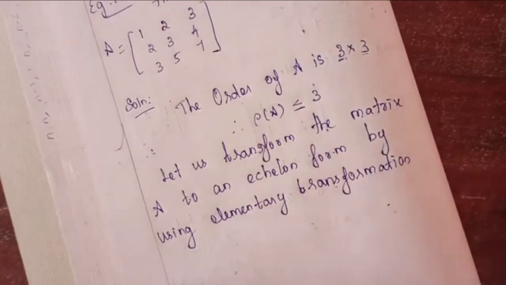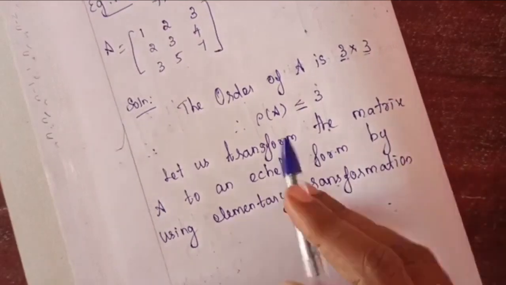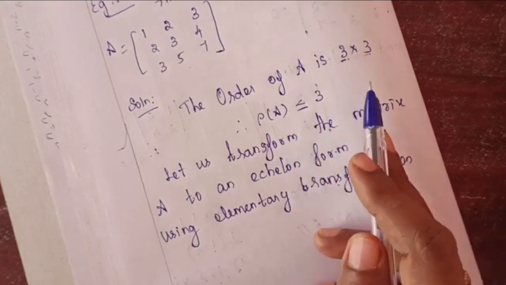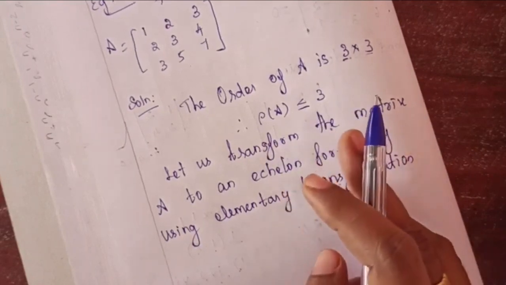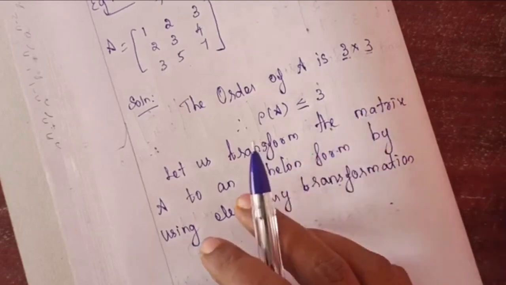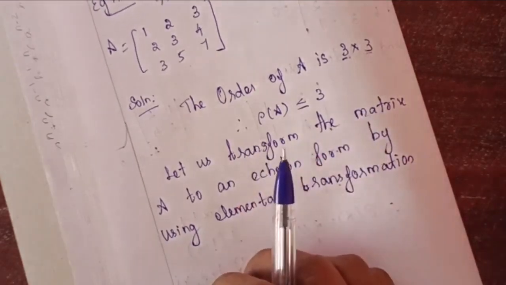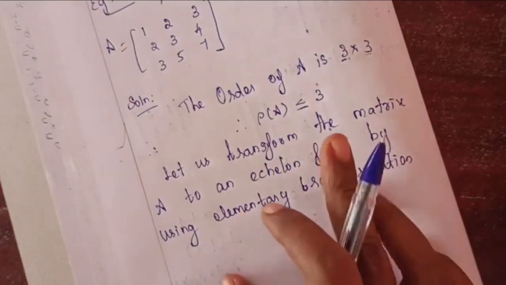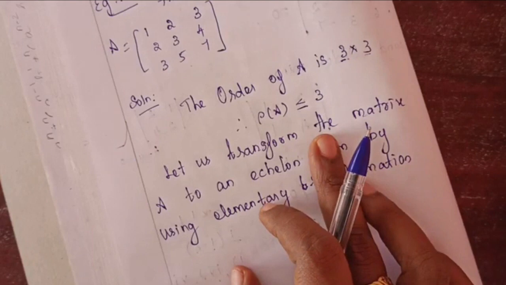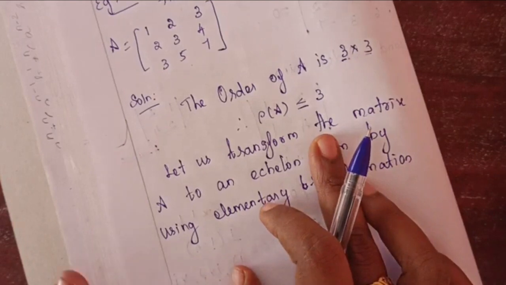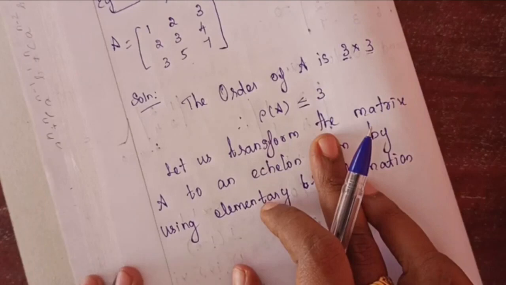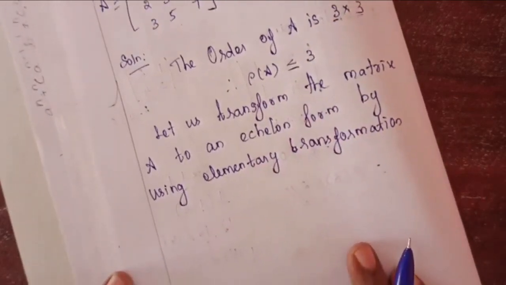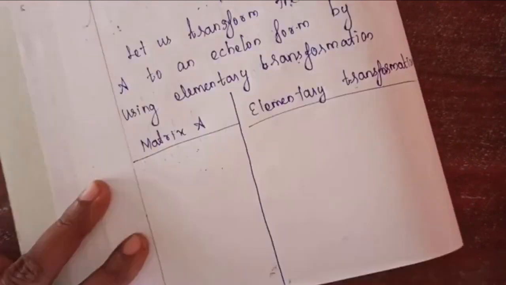Listen here very carefully. First we need to check the order. The order of A is 3 cross 3, so the rank of A must be less than or equal to 3. That one we have already learned. This problem we are going to do by using elementary transformation. So let us transform this particular matrix A to an echelon form. You need to change to an echelon form. I explained what is echelon form; you will get some idea, but when we are doing the problem, you will get the clear idea.